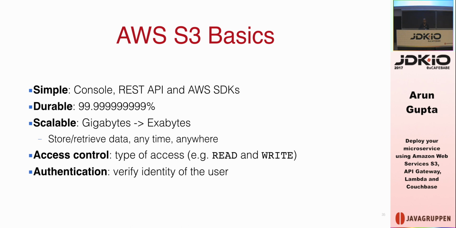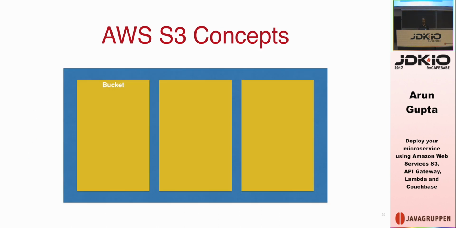It's 11 nines of durability essentially. So once the data is stored over there, it's pretty much there. It gives you the scalability part of it. Whether you want to store gigabytes of data or exabytes of data, you can retrieve anytime. It has all that multi-region replication capability. You can set up your access control on it, the type of access that you want for a particular object, whether you want read or write, and integrate with your IAM roles. All of that can be done very easily.